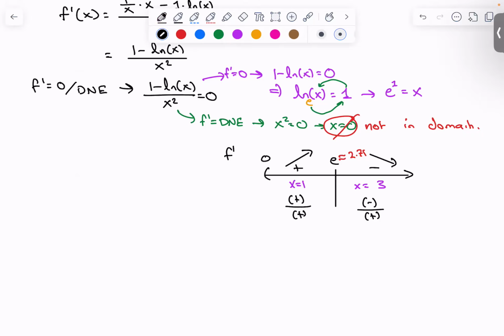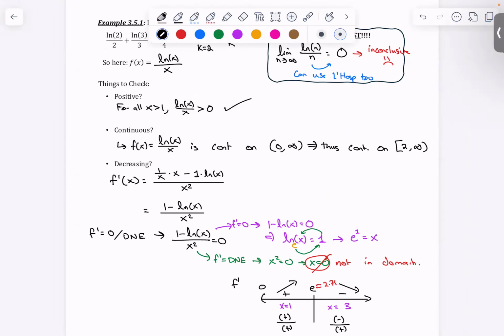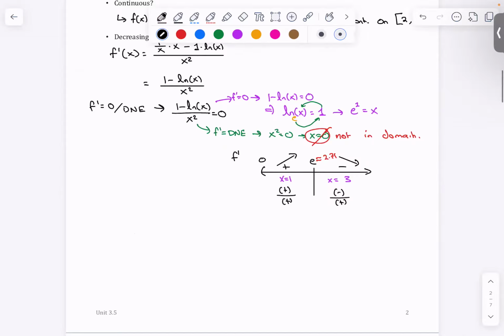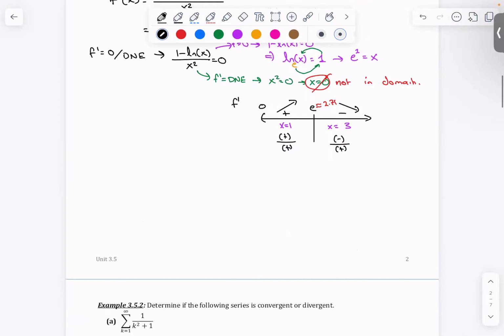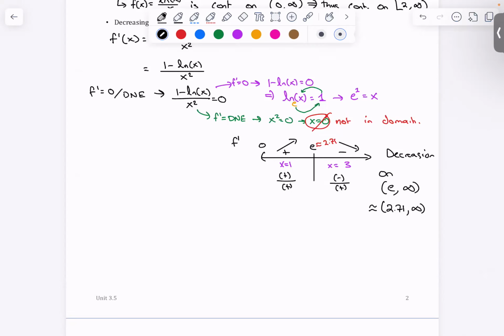So here's a pretty interesting nuance. It's decreasing on e to positive infinity. But we start our series at k equals 2, right? Oh man, I am running out of space. I went too crazy with my spacing. Oh well, we'll be fine. So decreasing on e to positive infinity, or roughly 2.71 to positive infinity. But that does play a role later on.